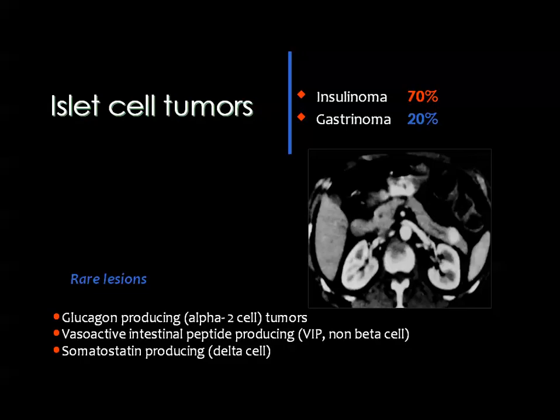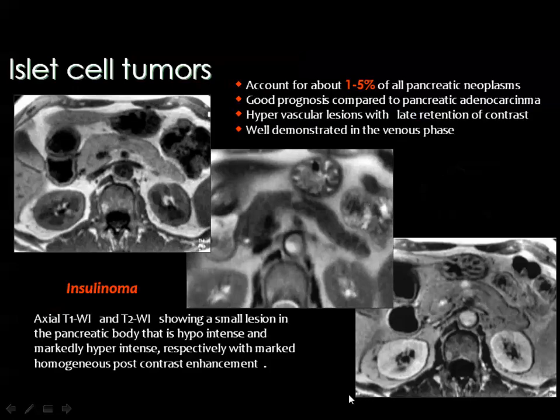Then we came finally to the islet cell tumors, and we have many lesions, but the most important ones are the insulinoma, which represents about 70% of the tumors, and the gastrinoma, which represents about 20% of these tumors. We have also the glucagon producing tumors, the vasoactive intestinal peptide producing tumors, the VIP non-beta cell tumor, and somatostatin producing tumors.